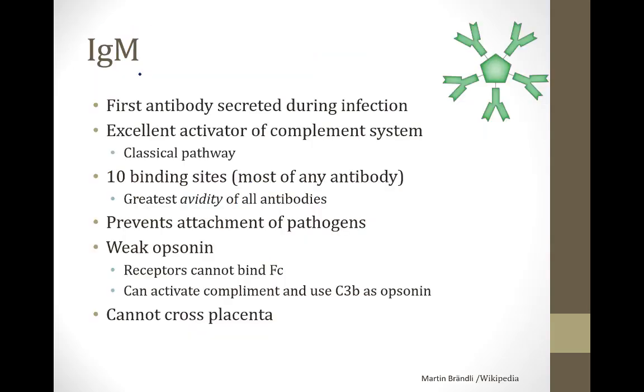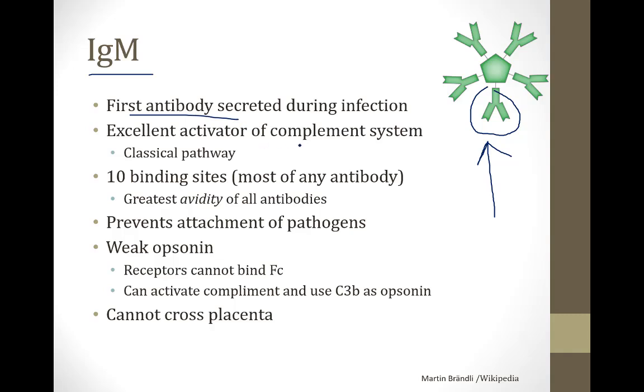Now let's talk about the individual classes of antibodies, and we'll begin by talking about IgM. IgM is a pentamer, as shown on the screen here in this drawing. It is a collection of 5 B cell receptors linked together. As we just discussed, it's the first antibody that is secreted during an infection.